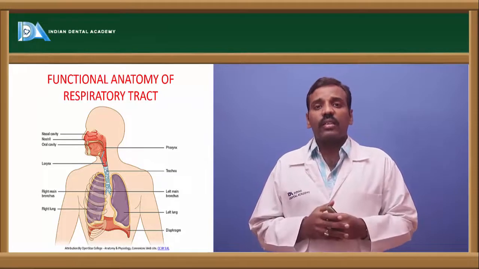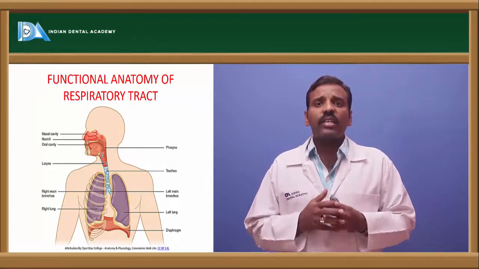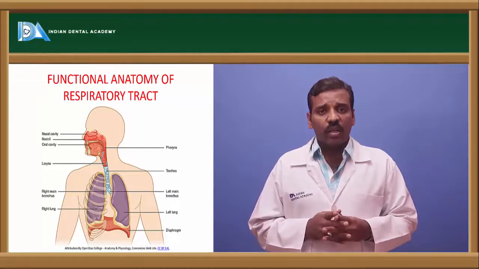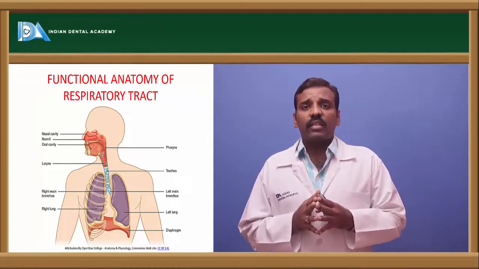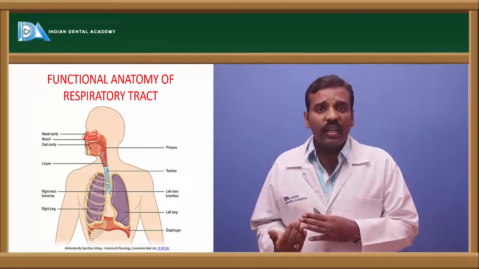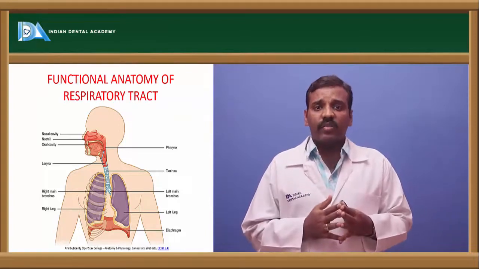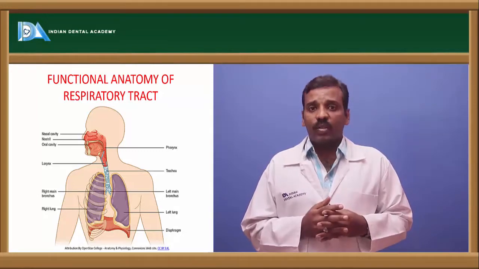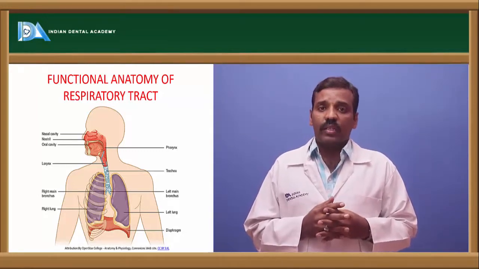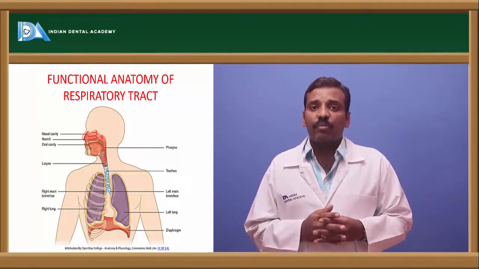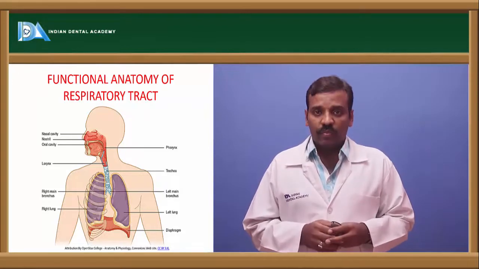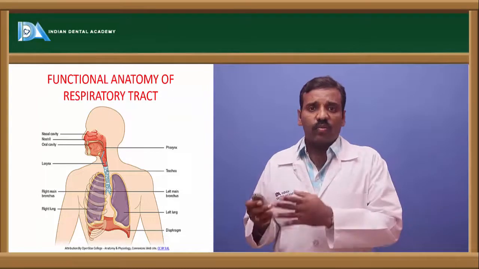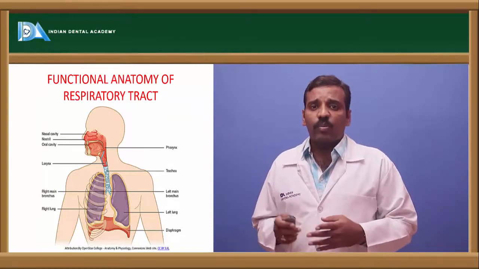A pair of lungs are present in the thoracic cavity, one on the right side and another on the left side. The left lung has a cardiac impression, because the heart is situated there. That is the functional anatomy of the respiratory system.